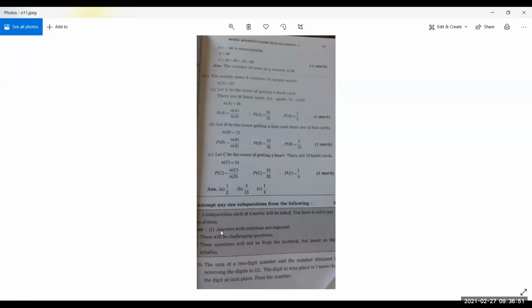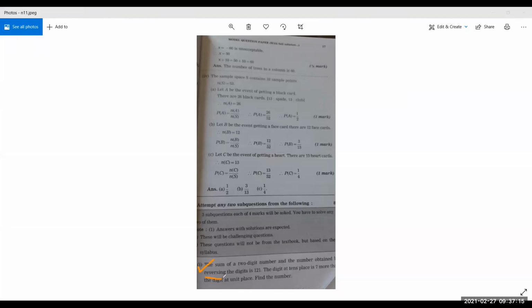So now here, the 4 marks question. Again, students, if you look here, the very, very important one. We are told this type of question is very, very important. What is here? The sum of a 2-digit number and the number obtained by reversing the digits is 120. This is very, very important. Reversing the digits. This type of question can definitely be asked.